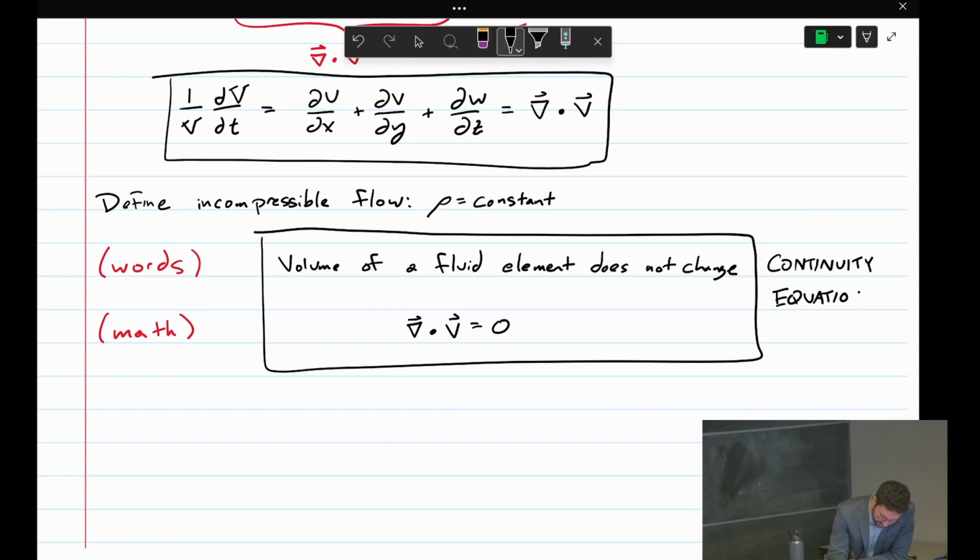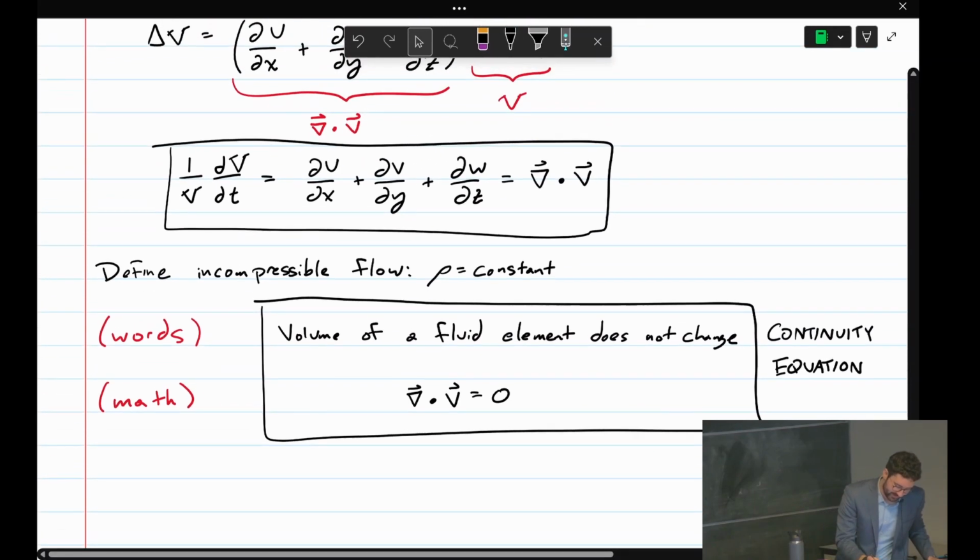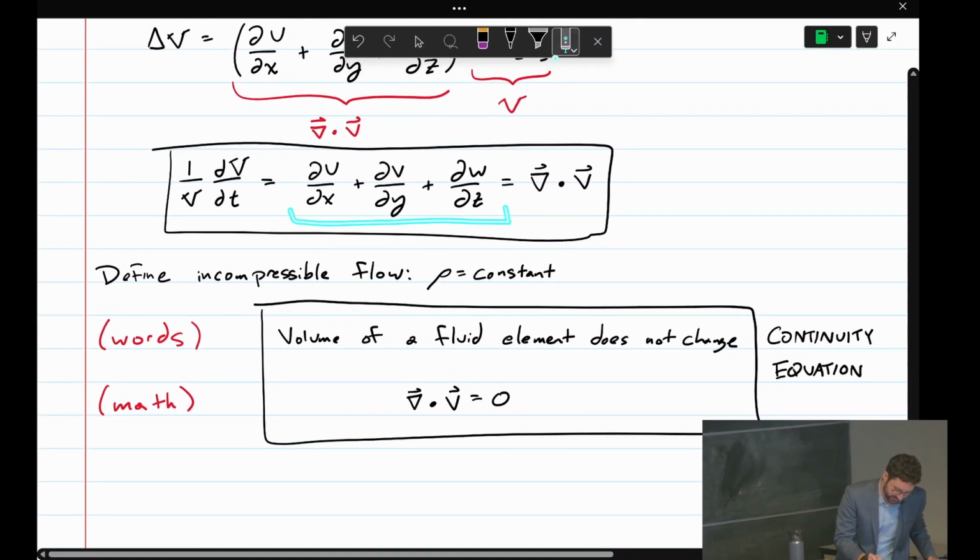The way I've written this equation here is for an incompressible flow. So in fluids 2, you'll see this equation is different for a compressible flow. But if you take that generic one and assume constant density, you arrive at this equation. So this is the divergence of the velocity field as 0. The divergence of the velocity field is the sum of these three terms here.